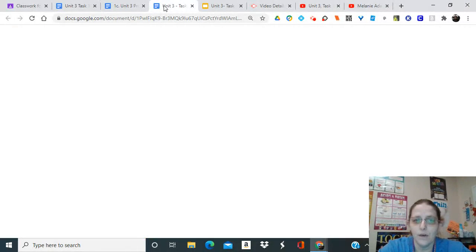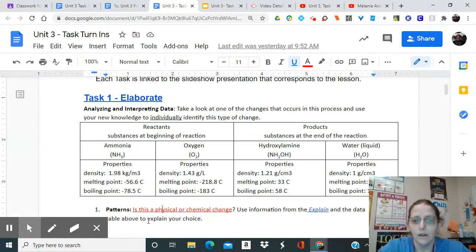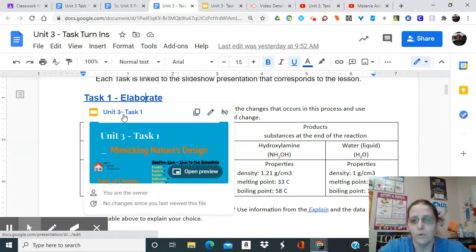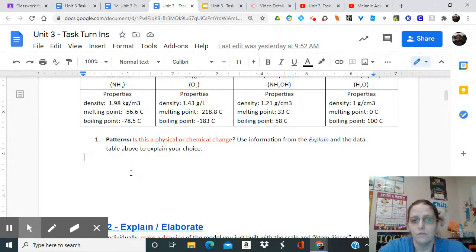All right. Please do that in the Unit 3 task turn-ins here. Write your answer here. Okay. If you need to go back to your worksheet, it's right here with a PowerPoint. Okay? So I would love it very much if you wrote that answer here. Thank you.